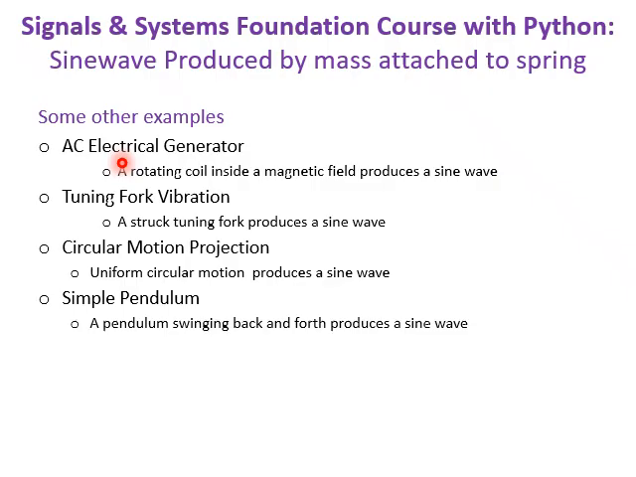Let's consider some other examples where a sine wave is produced naturally. For example, the AC electrical generator. There we have a rotating coil inside a magnetic field and it produces a sine wave. Similarly, another example is the tuning fork vibration. We strike the tuning fork and if you observe its waveform, it produces a sine wave. Similarly, the circular motion projection also produces a sine wave, and a simple pendulum, which you must have seen in clocks. A pendulum swinging back and forth produces a sine wave.